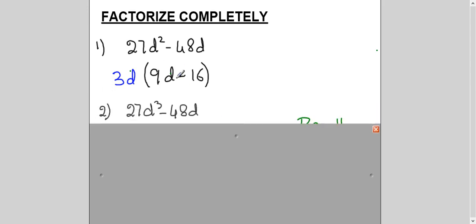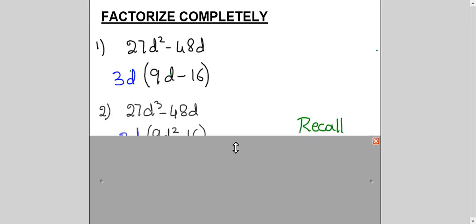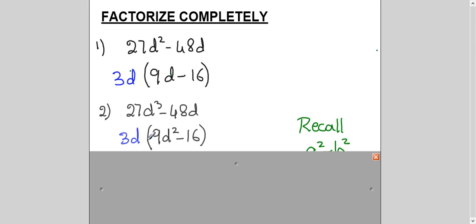Whereas if the same question is given in this form, now see the difference. Now the common between 27 and 48 will remain 3, and in d cube and d will remain d. So it will be 3d. Now 3 9s are 27, and out of d cube, 1d common is out of the bracket, so remaining is d square. And from here, 16, because 3 16s are 48. And this d is already outside the bracket, so nothing is here.